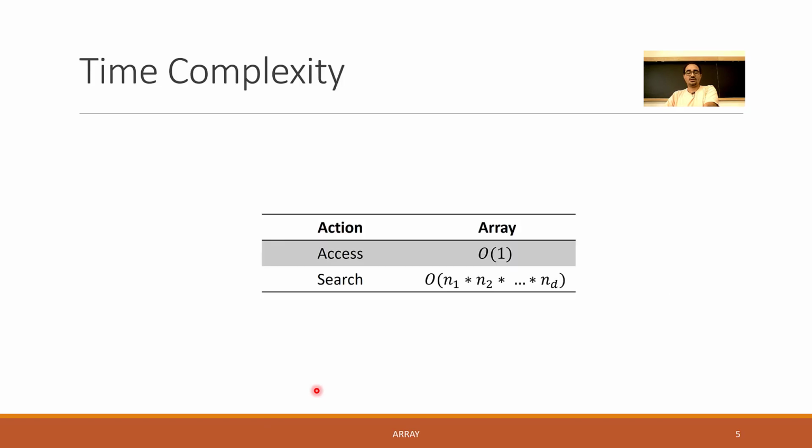The access time in any dimension is O of 1 because we just need to calculate one formula. And the time to search for an element in a d-dimensional array is like this, where ni is the total number of elements in dimension i.